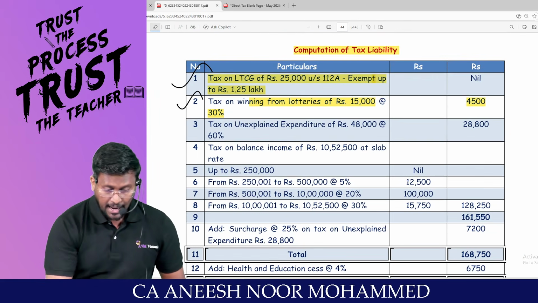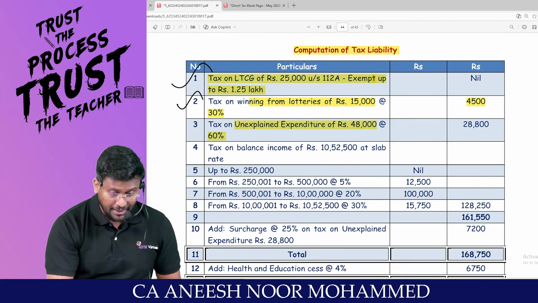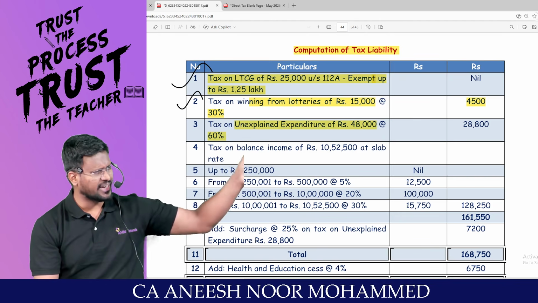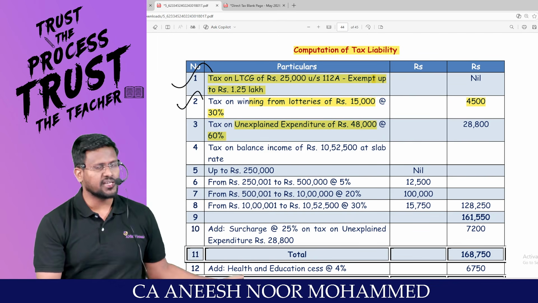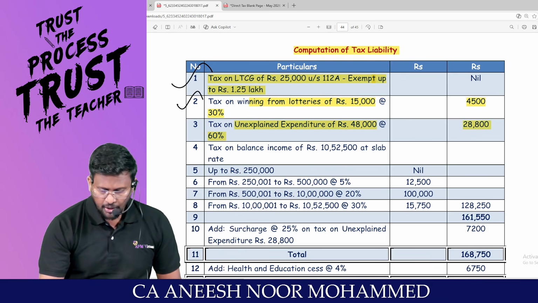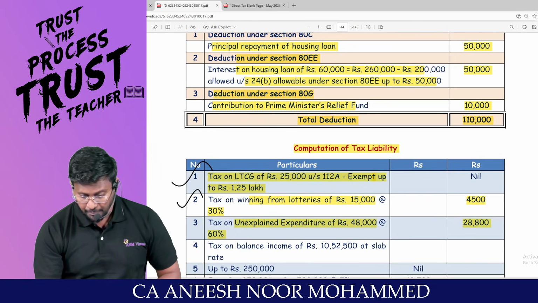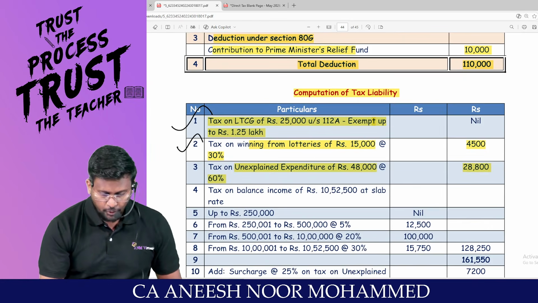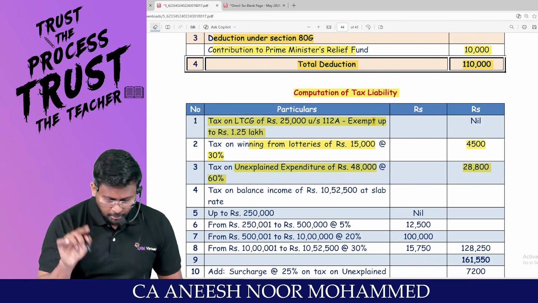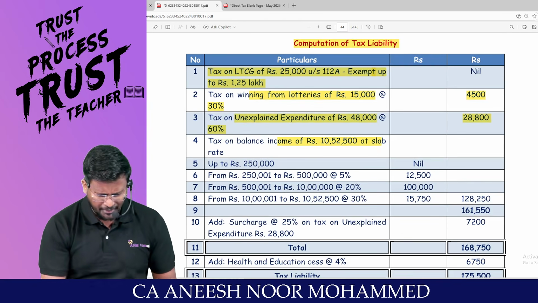Okay. Unexplained expenditure was there. How much rupees? 48,000. That will be taxable at 60%. Right? That's 68, 69A, 69B, 69C, 69D. Everything was taxable at how much percent? 60%. That's 48,000 into 60%, 28,800. So from the total income, if you remove 112A, winning from lottery, and unexplained expenditure, you will be getting the balance 10,52,500. This will be taxed at slab rate.